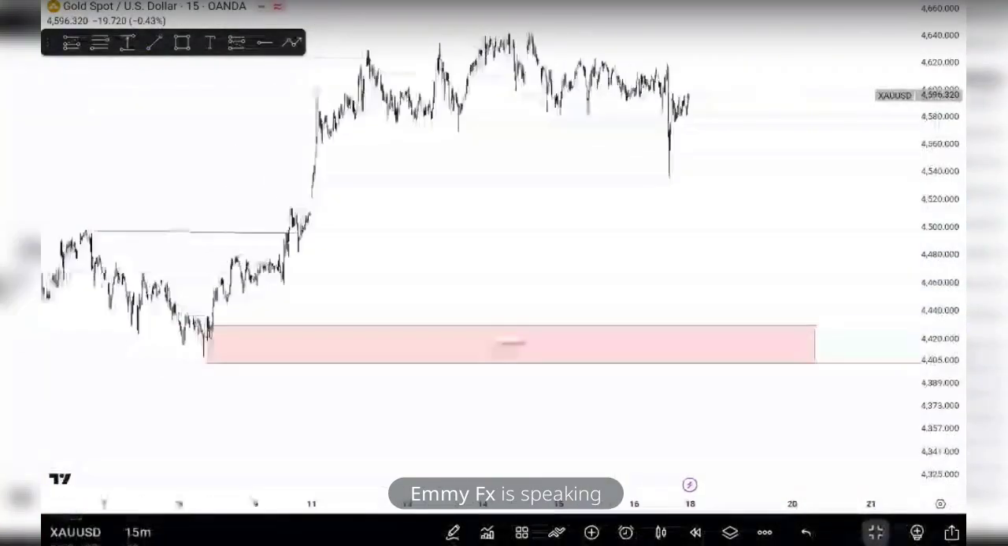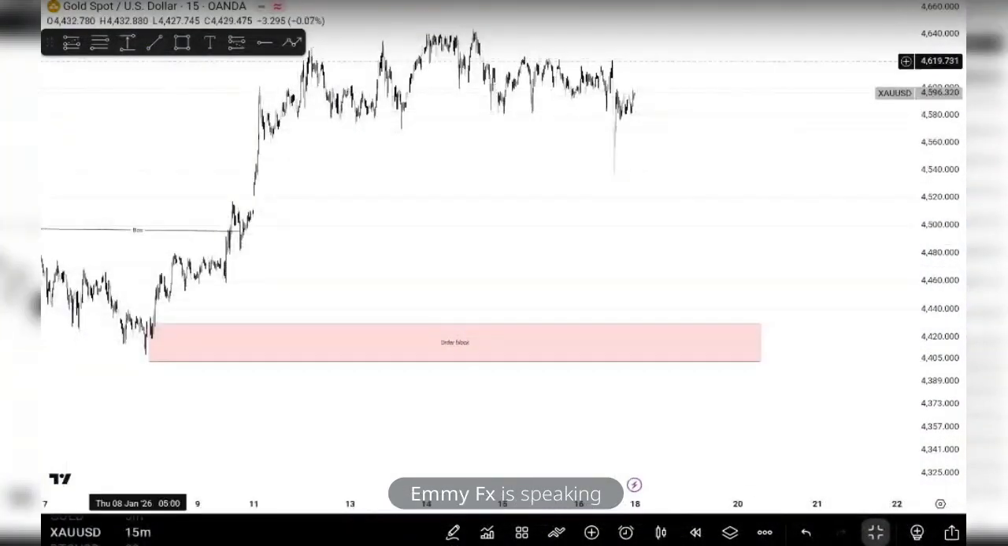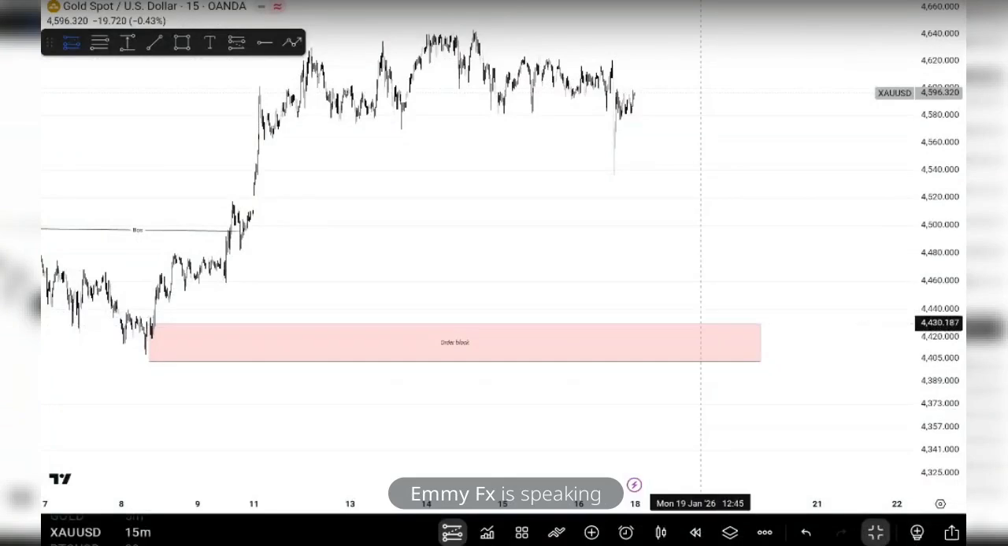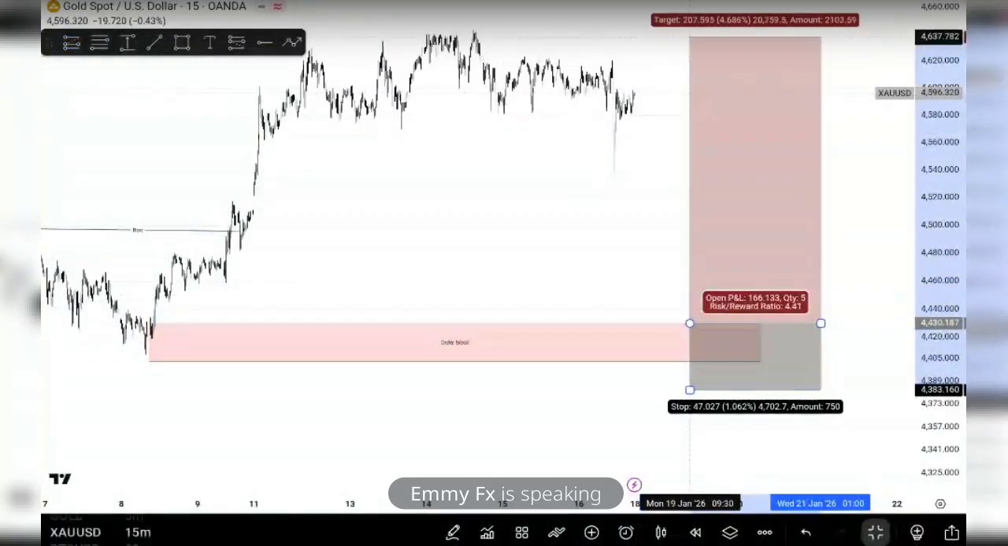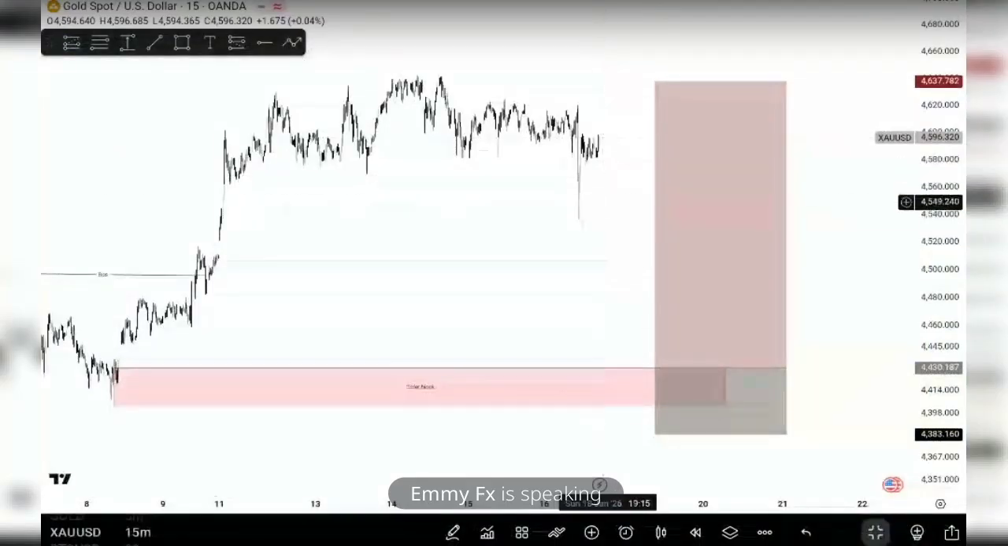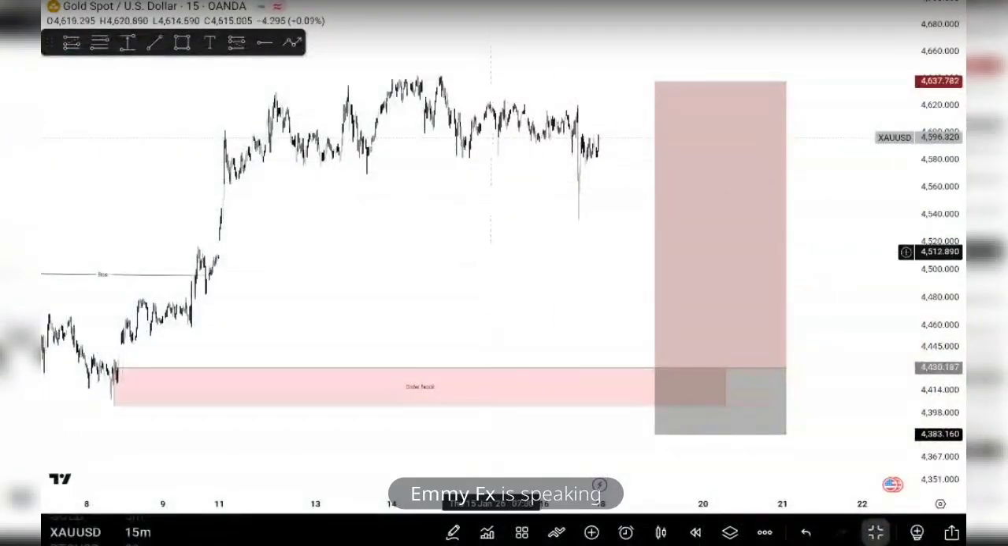So this is a good place to buy gold at the spot. Then our TP is going to be at the point of reversal. But before the point of reversal, we are trying our best to be trailing our movements.